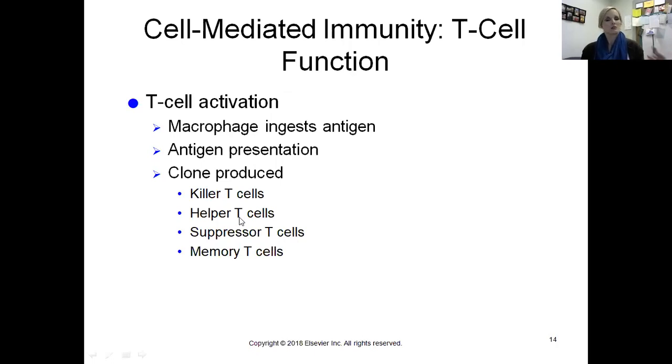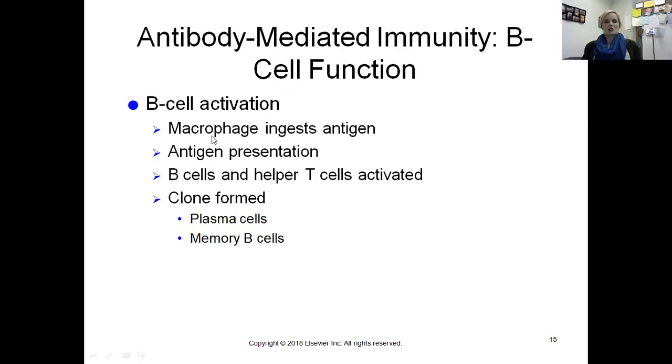Helper T cells do just that. They actually help to activate more T cells and B cells. Suppressor T cells, in the event the antigen is then destroyed, will suppress the activation of those T cells because we no longer need those T cells anymore since we have destroyed that antigen already. And then memory T cells very much are involved in the activation of those B cells, so using the antibodies. So we're using that memory. So this is going to help with those B cells as well.